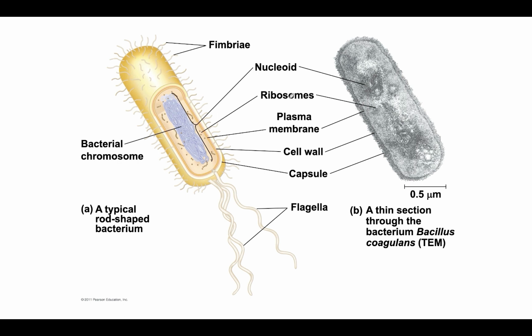So bacteria has ribosomes in the cell, also the plasma membrane, this outer layer, and then the cell wall, and then there's a capsule, and then there's a long tail. This is called flagella. As you see, the prokaryotic cell has a very simple cell structure.